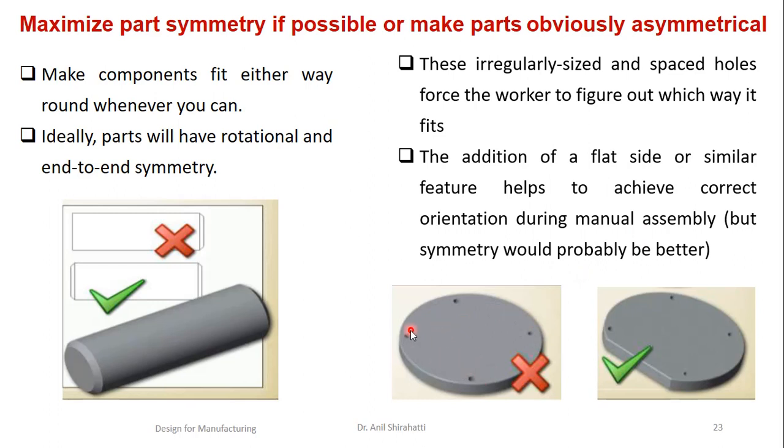We don't know which side. See, this distance is less compared to this distance. So suppose this part has to be fitted like this, and if I rotate, chances of error are again more. So a simple cut at this part will help me to fit the part faster.